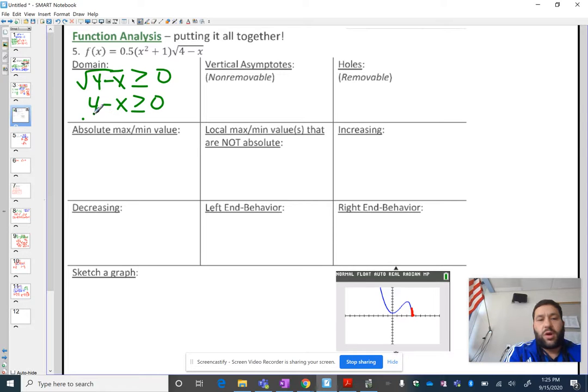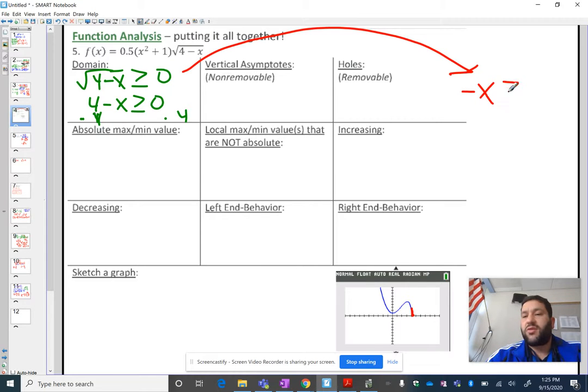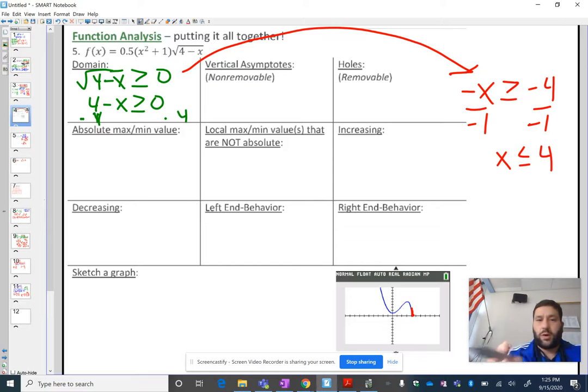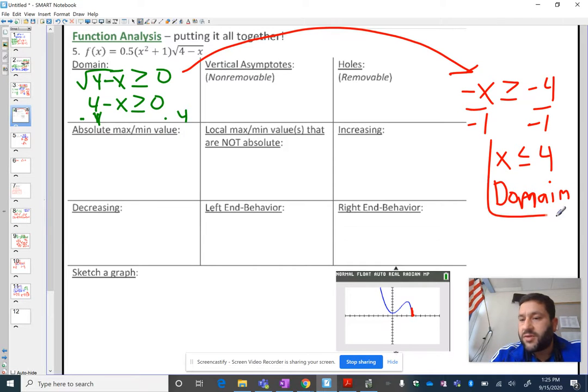Okay, subtract 4 on both sides, and I'm running out of room, so I'm going to do my work over here. Okay, and you will see that negative x is greater than or equal to negative 4, divided by negative 1, making sure you flip your sign, to get that your domain is everything less than or equal to 4. Okay, so this red answer here is for our domain. Sorry, new tablet today, so I'm still learning some stuff out. But our domain is x must be less than or equal to 4.